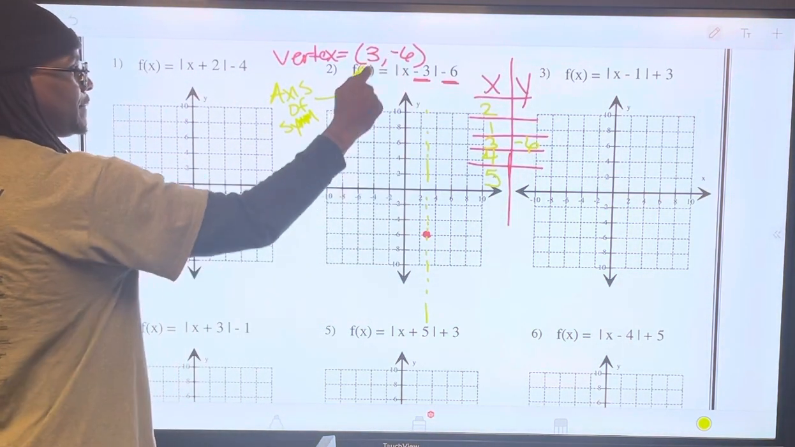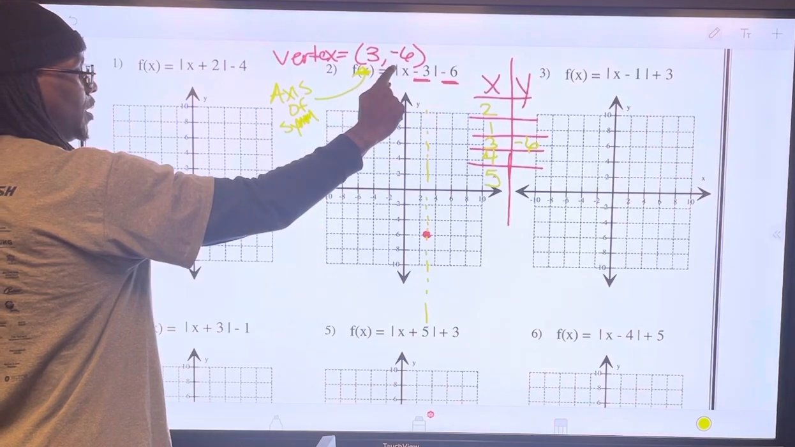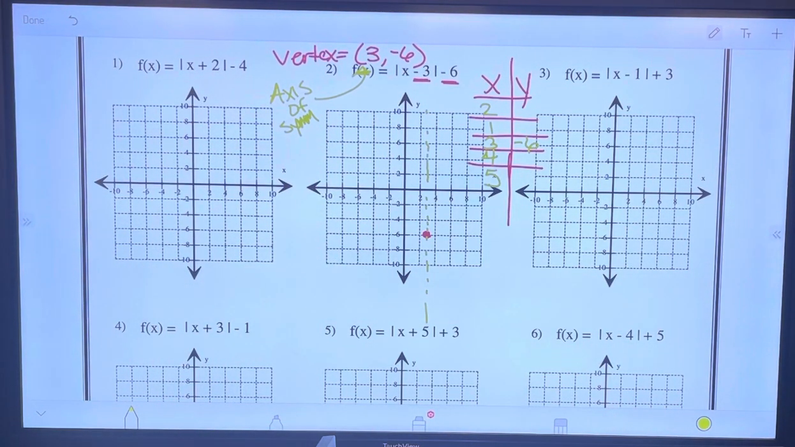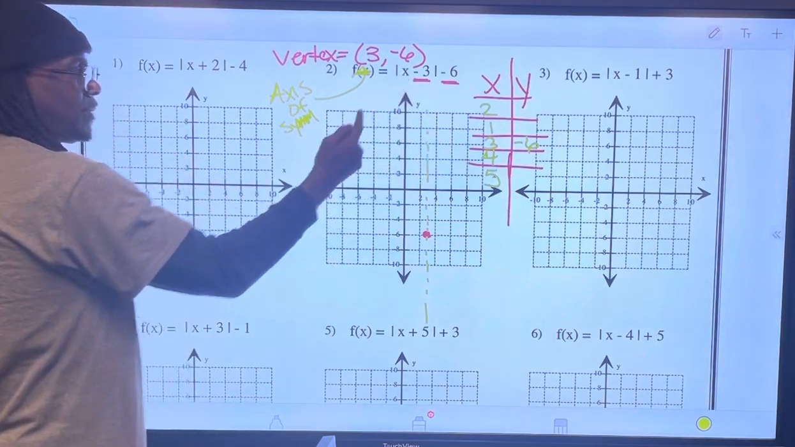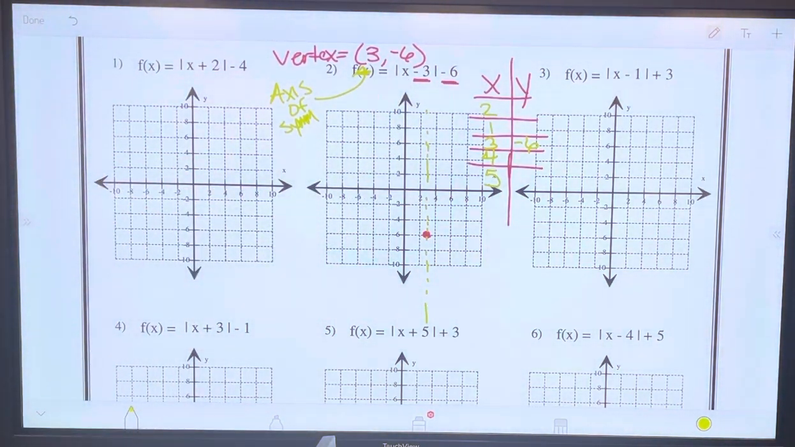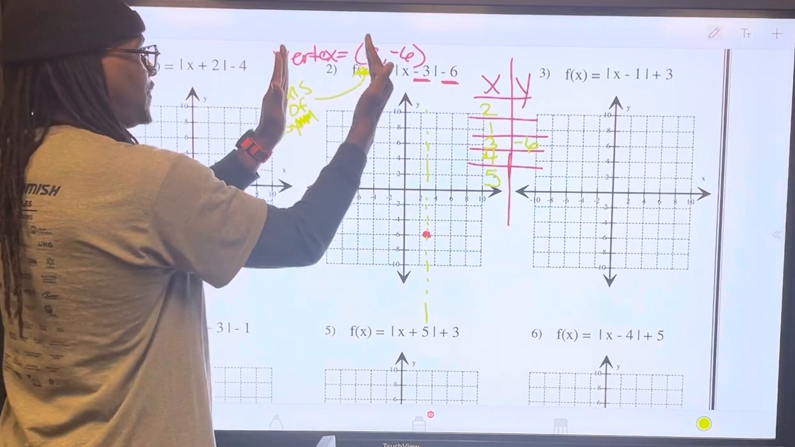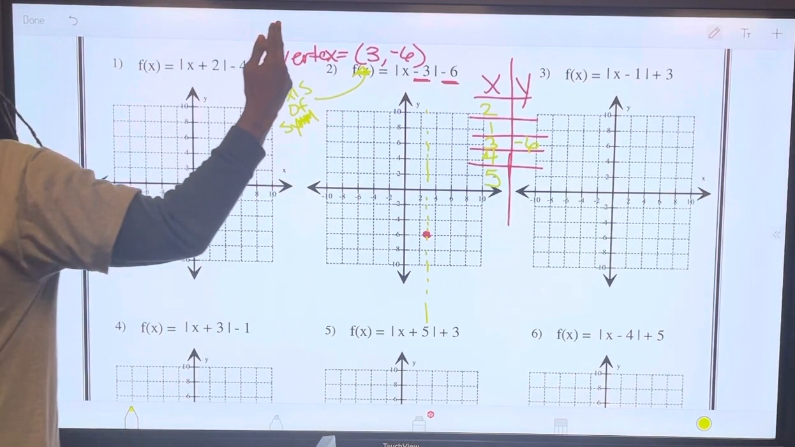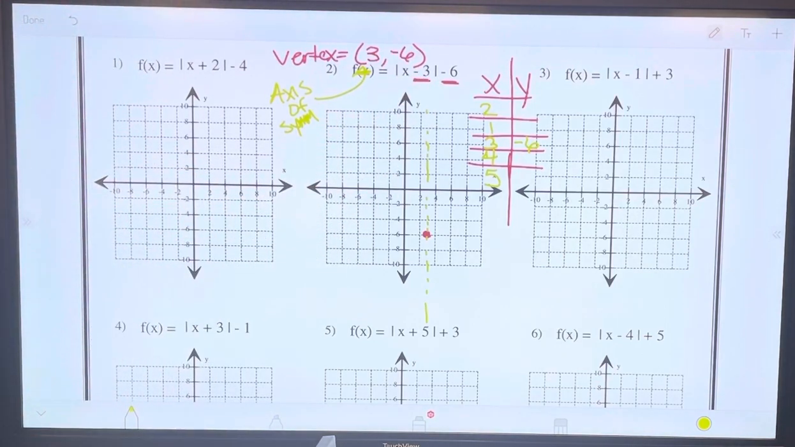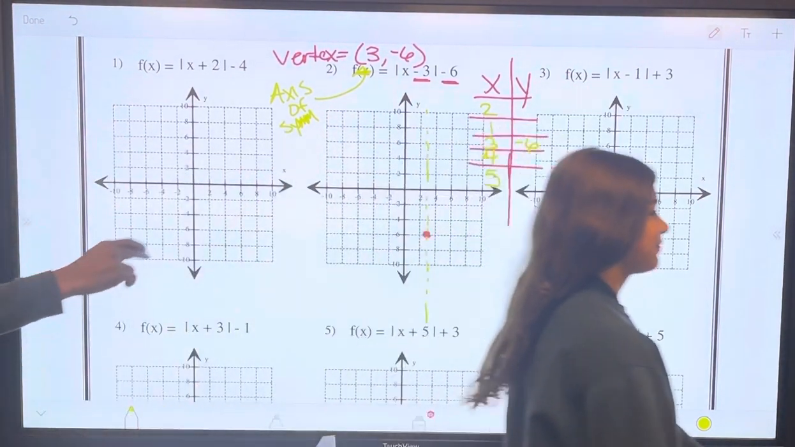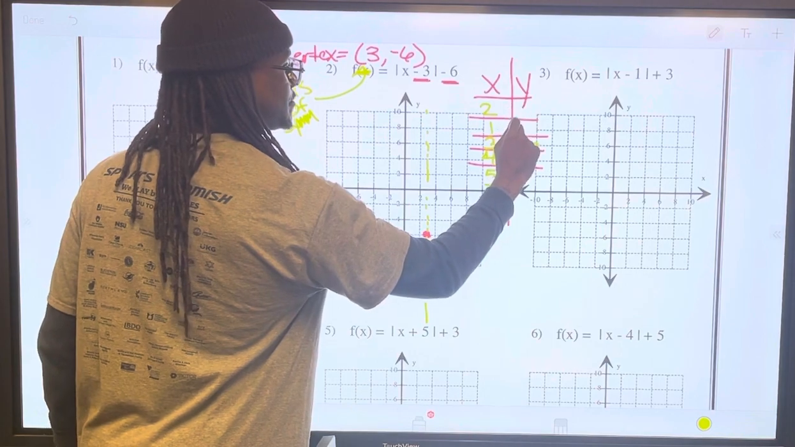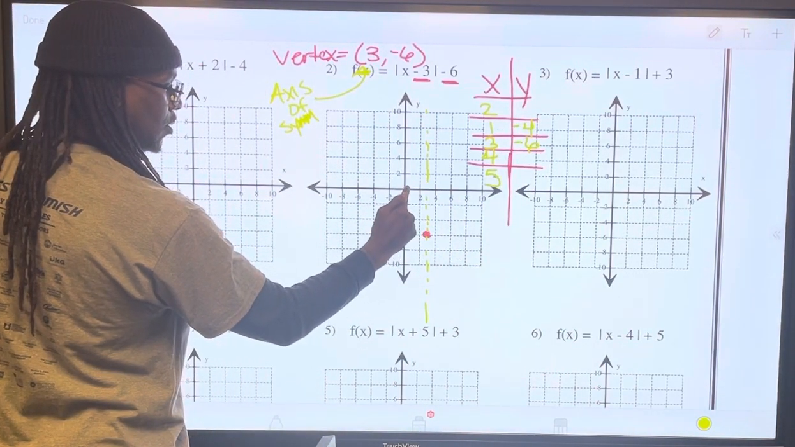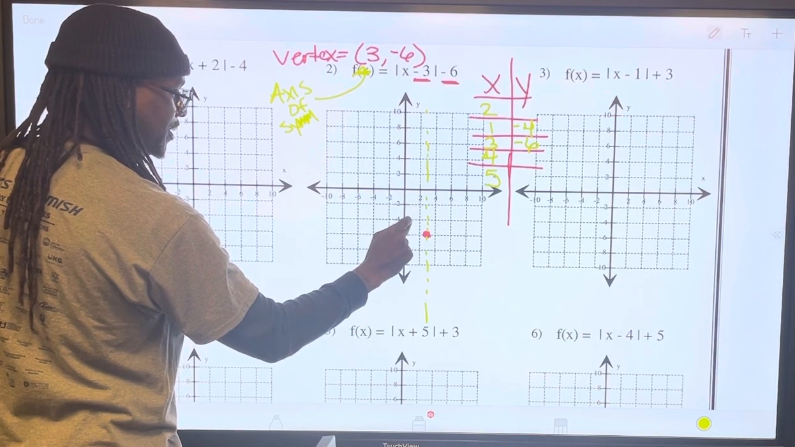Plug in the 1. When I plug in 1, 1 minus 3 becomes negative 2, but it's inside absolute value, so it comes out as positive 2. Then 2 minus 6, negative 4. So your first point, 1, negative 4, there should be a dot there.